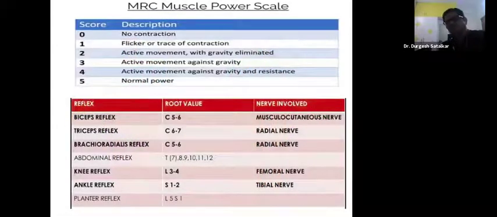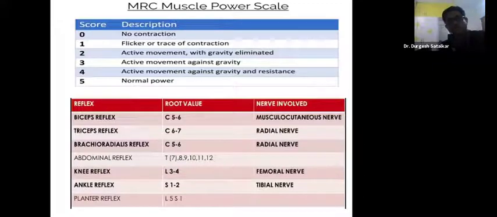Now coming to the motor examination, the Medical Research Council has given a muscle power scale, which ranges from 0, which is no contraction, to 5, which is normal power. If the patient has only a flicker or flickering movement, you can say grade 1 muscle power. If the patient has active movement but not against gravity, only sideways movement, you can say the power is grade 2. In grade 3 power, active movements are there, and he can lift the extremity against gravity. In grade 4, the patient might lift against gravity as well as against resistance, but definitely not a normal power. Grade 5 is labeled as normal power.